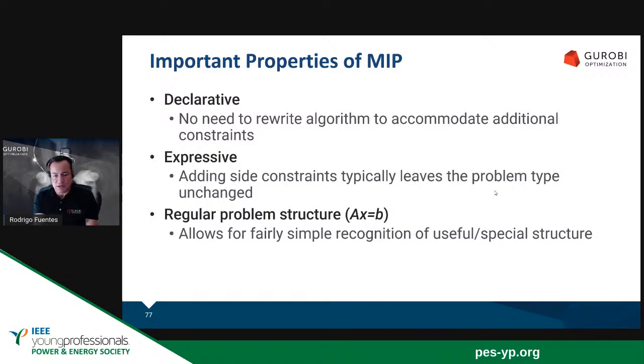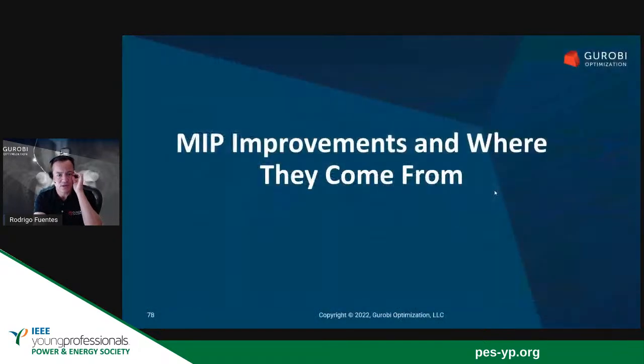If you add more constraints, that doesn't change the underlying structure of the MIP problem. You still have minimize c transpose x subject to Ax equal b, subject to some variables being binary or integer. That's not going to change. So because the problem structure is not going to change regardless of how many rules you add, we can take advantage of some properties of a problem of which the structure remains unchanged. So let's see.